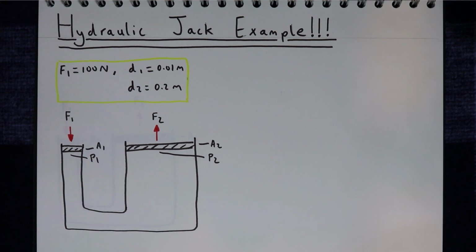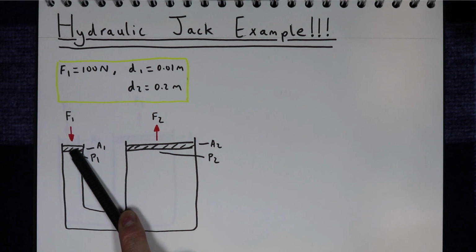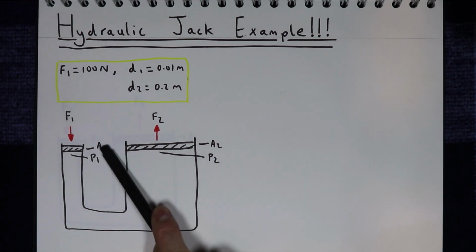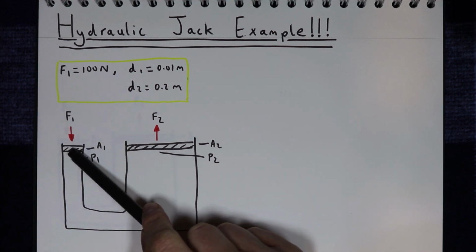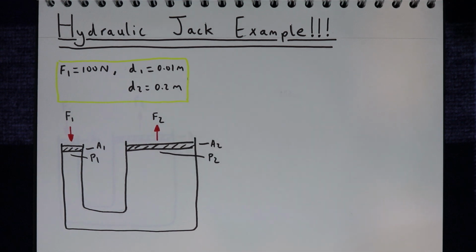In this video we're going to look at a hydraulic jack problem, which is a good example of how we can use the laws of hydrostatic pressure in engineering. So what we have here is a hydraulic jack with a piston with an area A1 and a second piston with an area A2, which is larger than A1. We're going to apply a force F1 to the first piston, and then we're going to get a larger force F2 from the second piston.